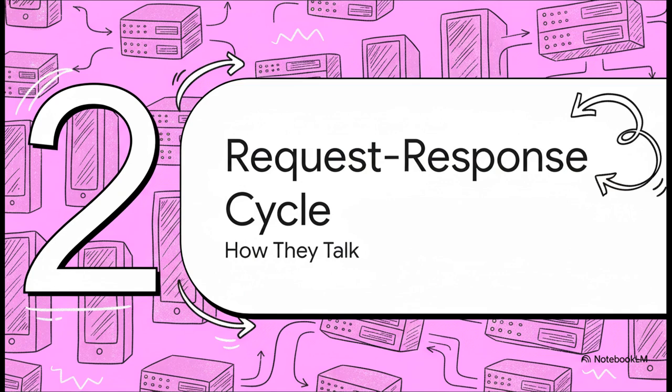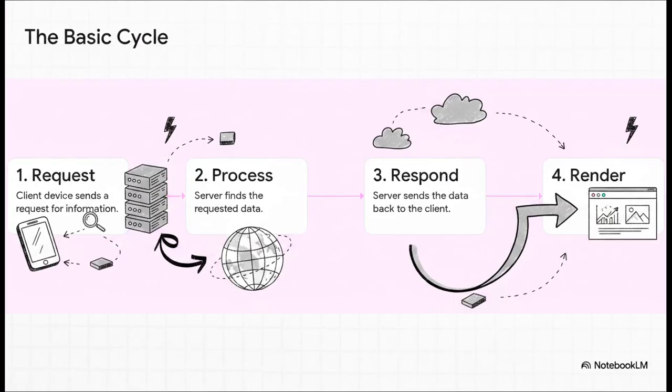So we know who's talking, but how are they talking? It's not just random shouting into the void. It follows this very specific, really predictable pattern. It's called the request-response cycle, and it is a foundation for pretty much everything you do online. At its most basic level, it's kind of like a simple four-step dance.